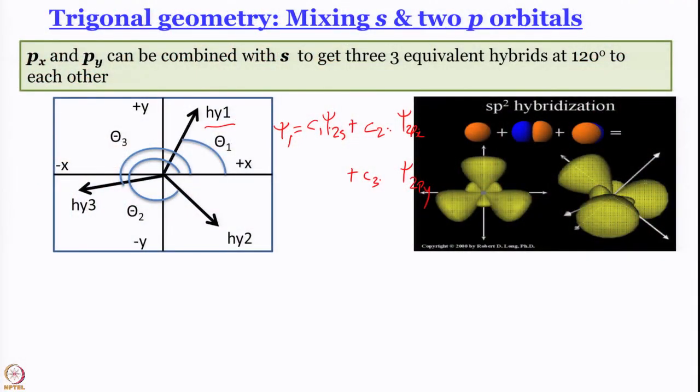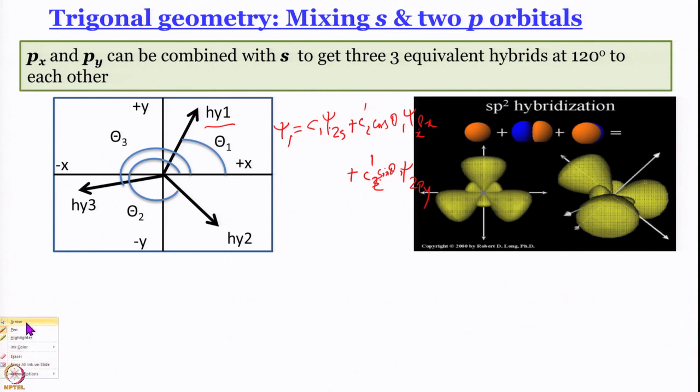C1 is fine. Instead of C2, I can write C2 dashed multiplied by cos theta 1 psi px, and this will be not C3, C3 is going to be the same C2 dashed sin theta 1 psi py. Will you disagree if I write it like that? That way we have a little bit of a control over the system, right?